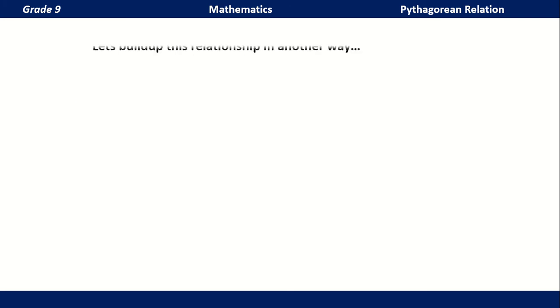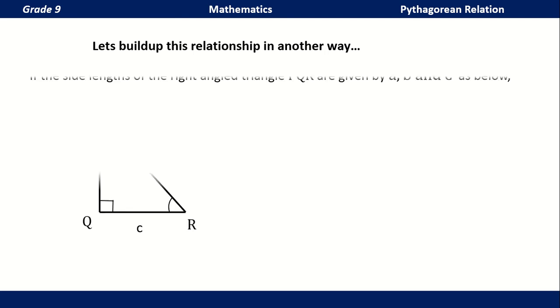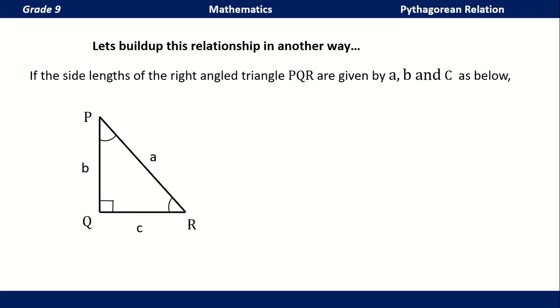Okay, let's build up this relationship another way also. If the side lengths of a right angle triangle PQR are given by A, B and C as below, let's see how to build up the Pythagorean relationship.